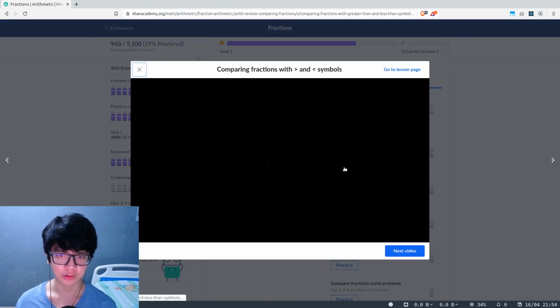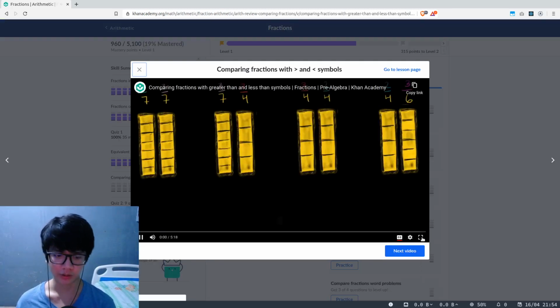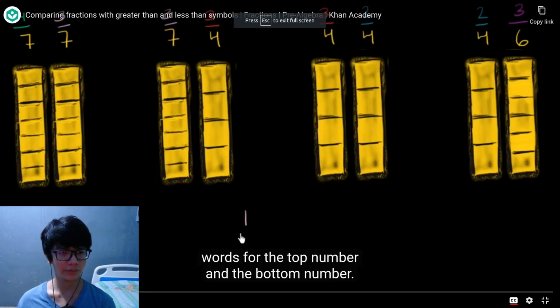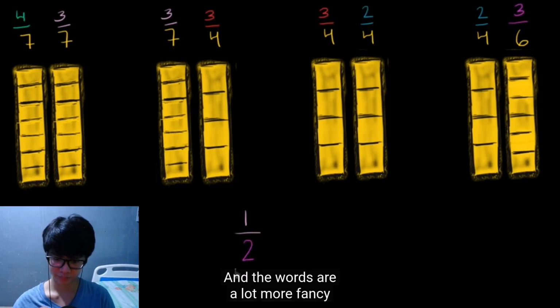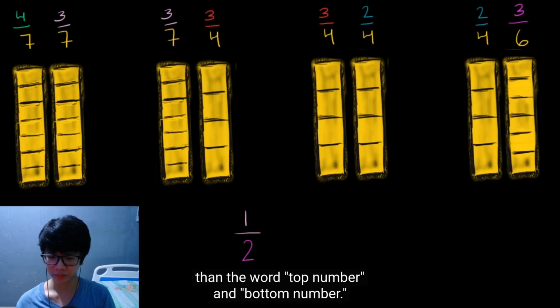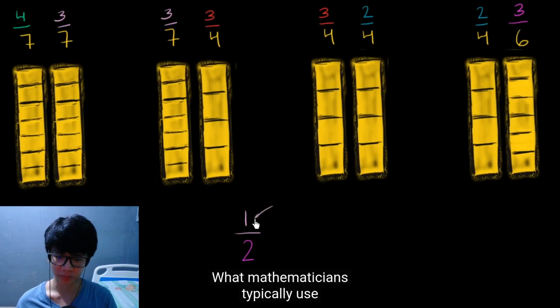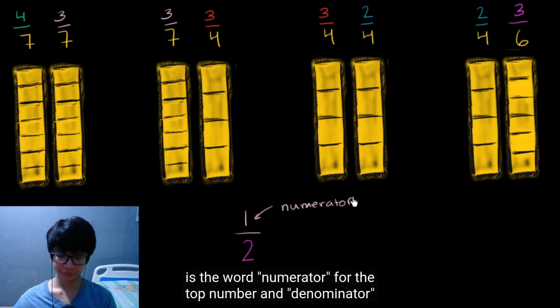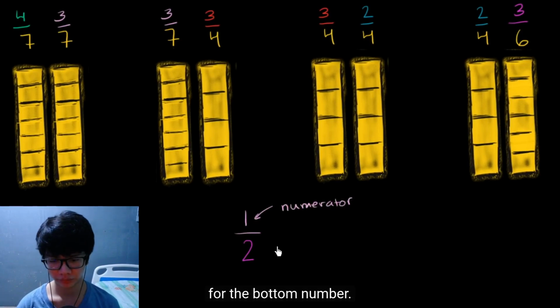Okay, comparing fractions. Oh, this one's going to be hard. When you write a fraction, there are actually words for the top number and the bottom number. And the words are a lot more fancy than the words top number and bottom number. What mathematicians typically use is the word numerator for the top number, and denominator for the bottom number.